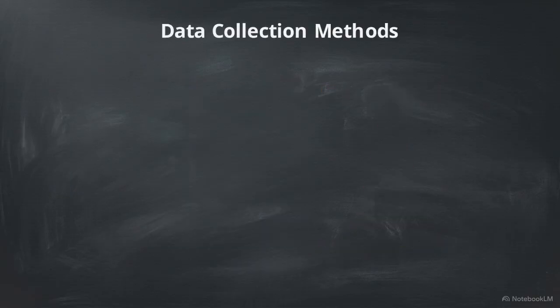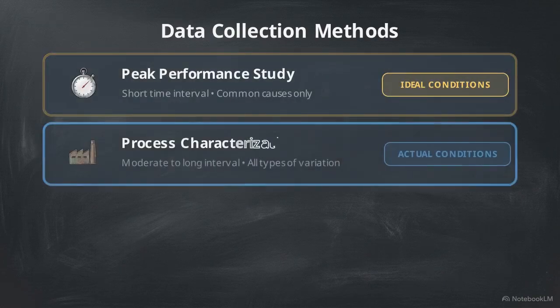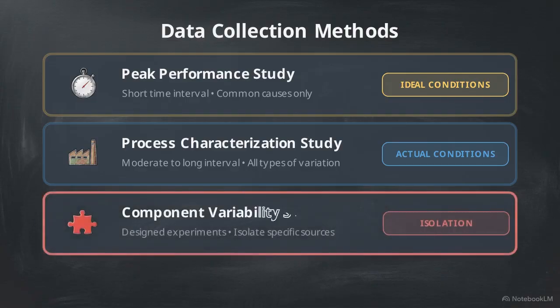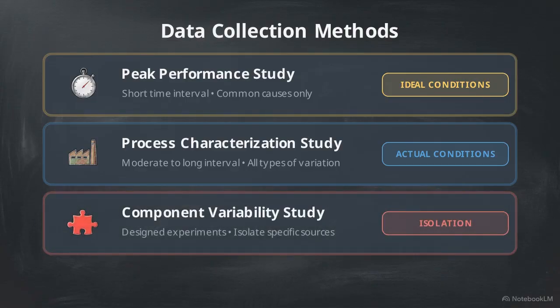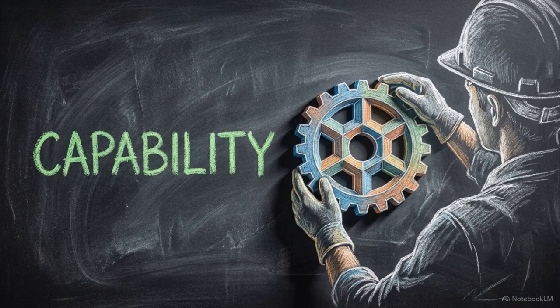To gather the data for these evaluations, we run three main types of studies: a peak performance study for ideal conditions, a process characterization study for actual operating conditions, and a component variability study to isolate specific sources of variation. In short, stability tells us if a process is predictable. Capability tells us if that predictable process is actually useful to the customer.